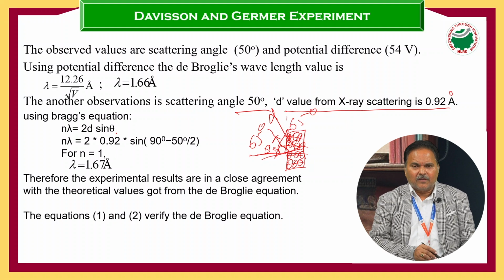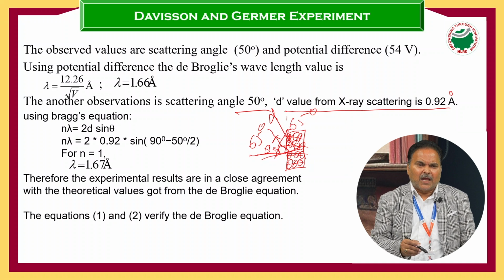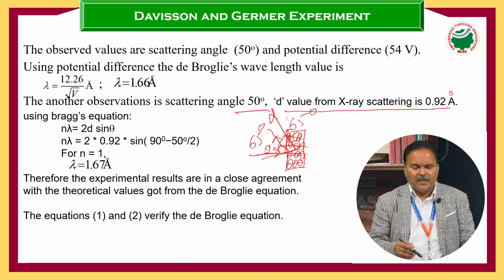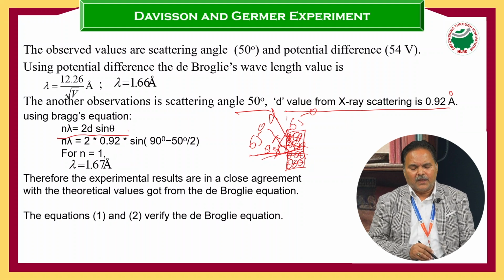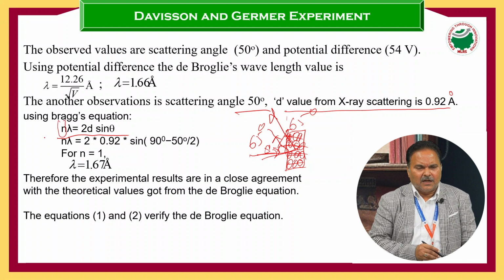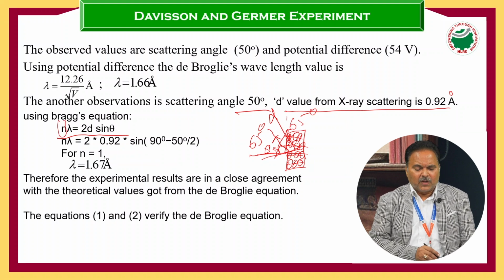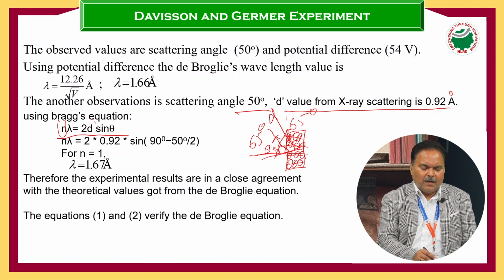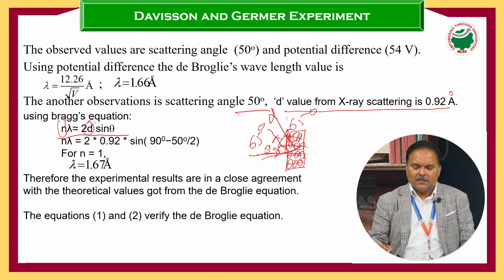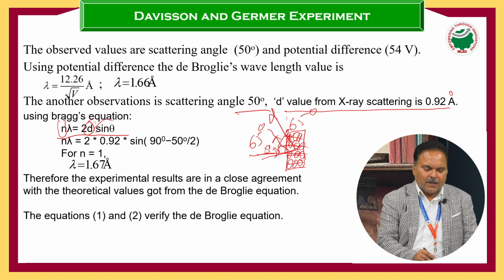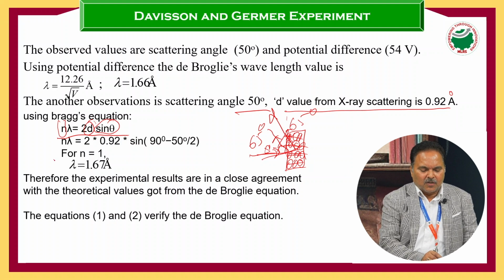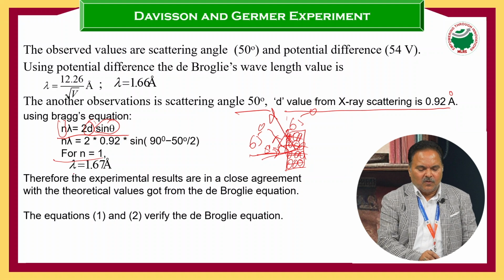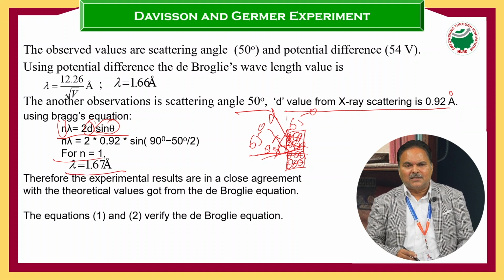Using the Bragg equation: whenever the Bragg equation is satisfied, only then will you get the intensity. That equation is 2d sin theta equals n lambda. Here n is the order of diffraction, which is 1. Lambda is the value we have to calculate. 2 is the number, d is the interplanar distance, 0.92 angstroms. Theta, instead of 50, we use 65 degrees. With n equal to 1, using all these parameters, you will get lambda as 1.67 angstroms.